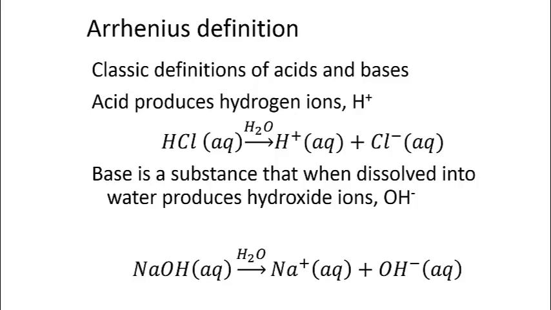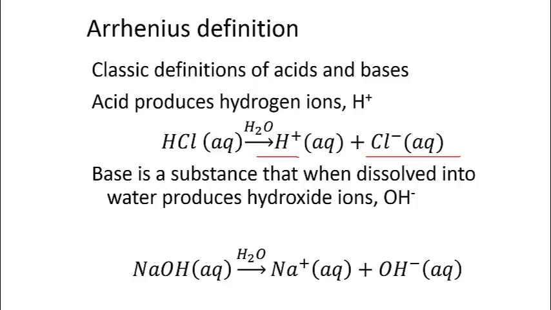When Arrhenius was developing his ionic theory of solutions, he also developed some classic definitions of acids and bases. Arrhenius defined an acid as a substance that produces hydrogen ions, which are H+, when it is dissolved into water. A good example of an acid is HCl, which is a molecular substance that dissolves into water to yield H+ and Cl- ions. It's given by this equation here. HCl dissolved in water breaks apart into H+ and Cl- ions.